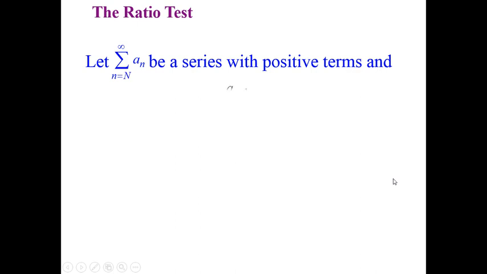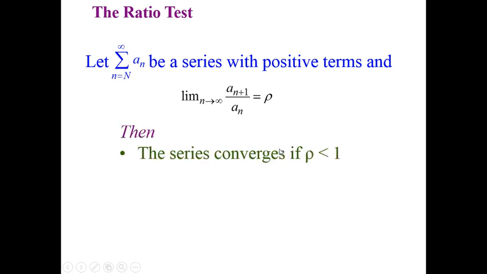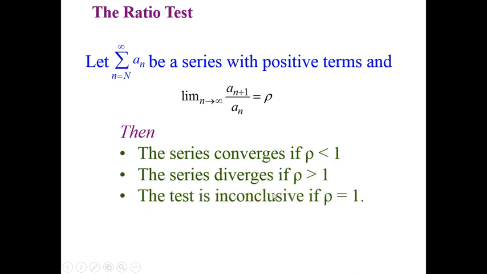And then the ratio test. The ratio test is always the limit as n goes to infinity of a sub n plus 1 over a sub n, and that equals a value, an arbitrary constant p. Then the series converges if p is less than 1. Again, this value has to be less than 1. The series diverges if p is greater than 1. And the test is inconclusive if p equals 1. That means we can't find anything out, so you have to use another type of test for that.